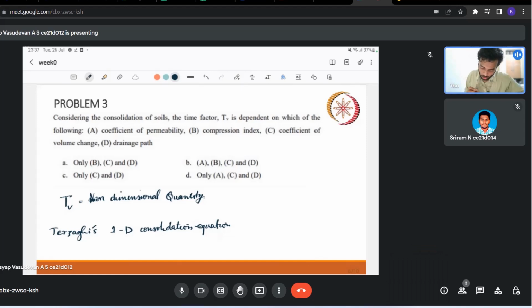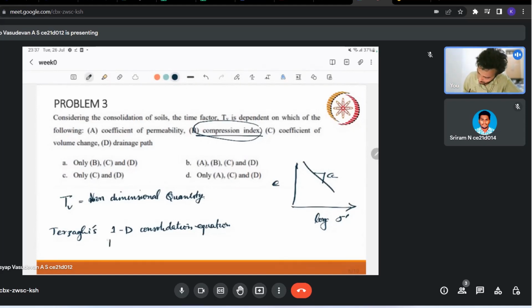One of the options is compression index, which, as we talked about earlier, shows the relation between void ratio and effective stress, normal stress. But this has nothing to do with time. So this is actually independent. Let us see the other things. After we solve Terzaghi's equation, we get an expression like Tv is equal to Cv t by d square.